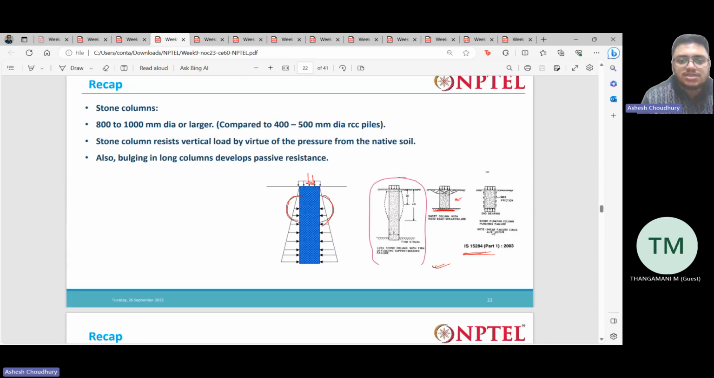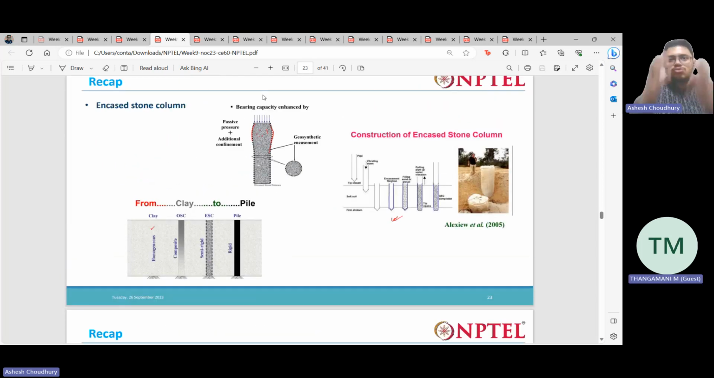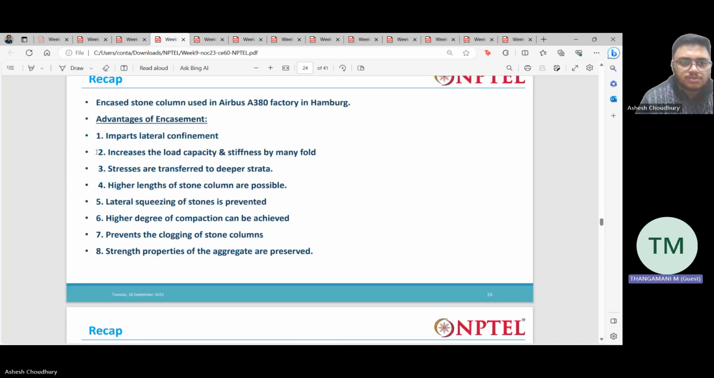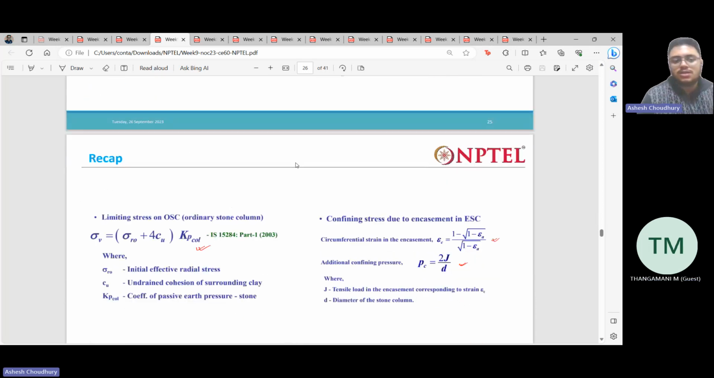Then we discussed the stone columns. So what are stone columns? They are aggregate columns that are constructed so that, with the help of their rigidity, they increase the strength of the soil. These are the various modes of failure that we also discussed. And one more thing is the encased stone column, where the stone column is encased with some geosynthetic material. The advantages we discussed, and the effect of confinement that we discussed.